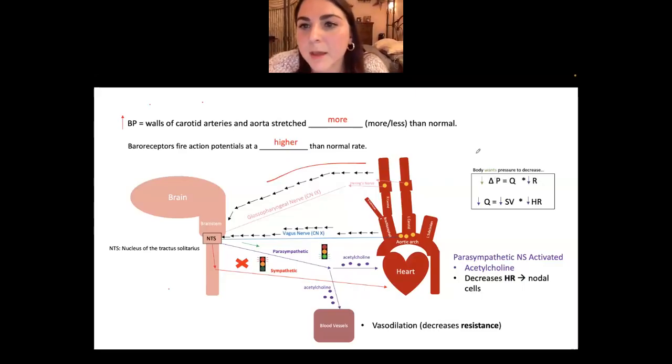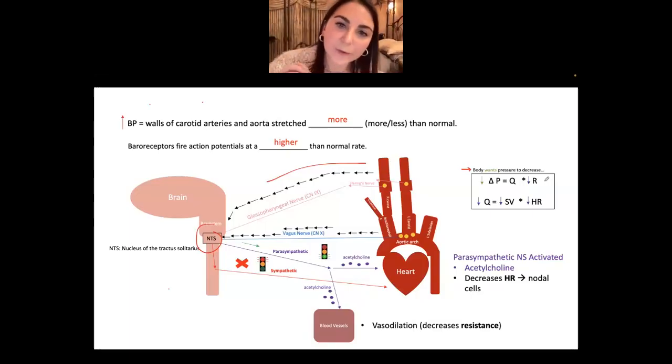So basically, now the NTS senses this, and what the body wants to do is it wants the pressure to decrease. It's like, hey, this is way too high. Let's go back to your normal. So it's going to try to decrease the flow. How it can decrease blood flow is it can decrease stroke volume, it can decrease heart rate, it can do any of those. It can also decrease resistance, any of those to kind of bring pressure back down.